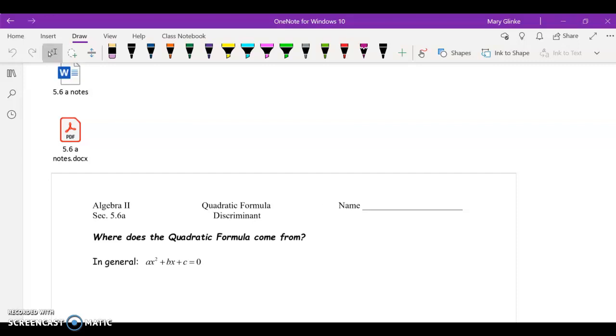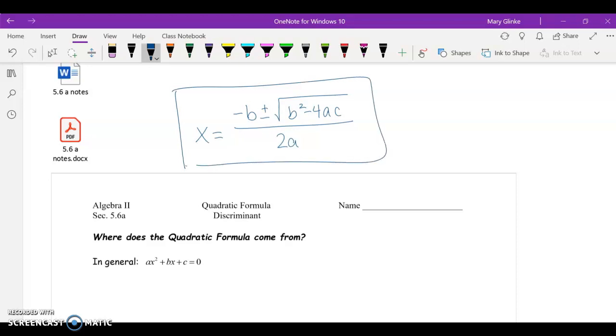Hello, today we're going to go over the quadratic formula, where it comes from, and the discriminant. So the quadratic formula is something that we need to have memorized. It is x equals negative b plus and minus the square root of b squared minus 4ac all over 2a. So we need to know this, we need to memorize this. The question is, where does this actually come from?